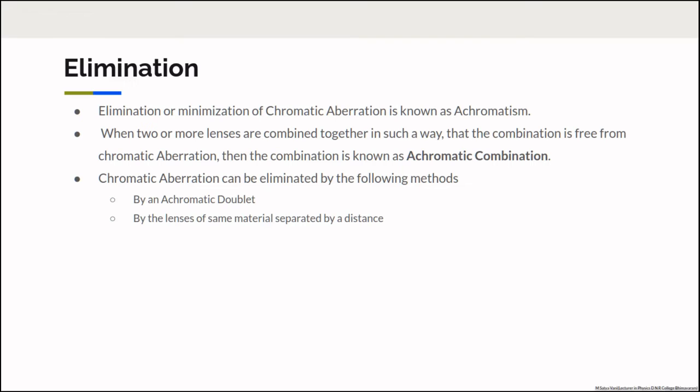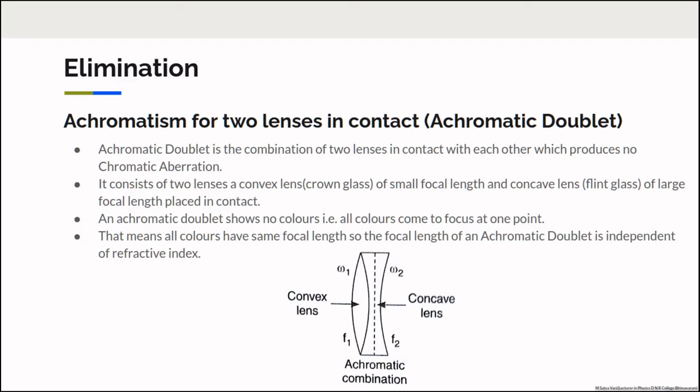For the elimination of chromatic aberration, 2 or more lenses are used. That is known as achromatic combination. Achromatic combination can be made by using 2 lenses in contact or separated by some distance. Therefore, chromatic aberration can be eliminated by the following methods. Number 1, by an achromatic doublet, that means the 2 lenses are placed in contact. The second one is by using lenses of the same material separated by some distance. These are the 2 methods for the elimination of chromatic aberration.